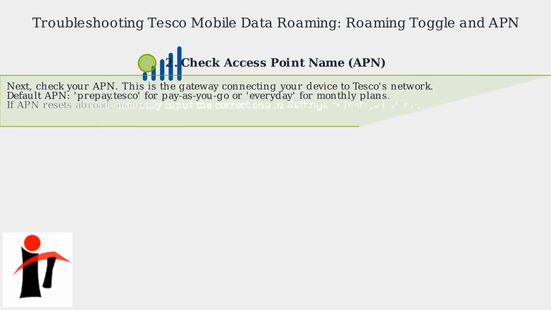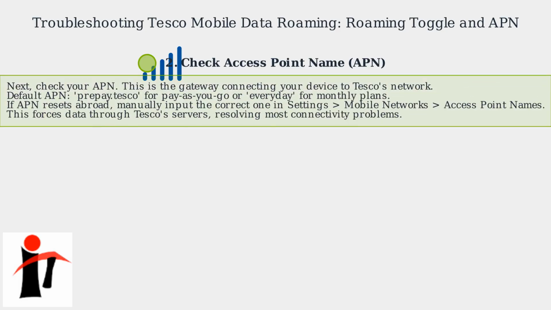Next, check your APN, access point name. This is the gateway connecting your device to Tesco's network. The default APN is prepay.tesco for pay-as-you-go or everyday for monthly plans. If your APN resets abroad, manually input the correct one in Settings, Mobile Networks, Access Point Names. This forces data through Tesco's servers, resolving most connectivity problems.